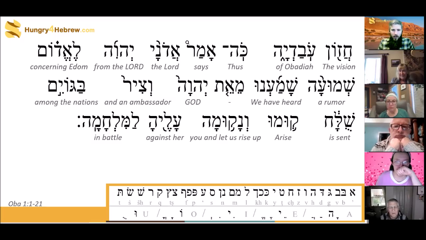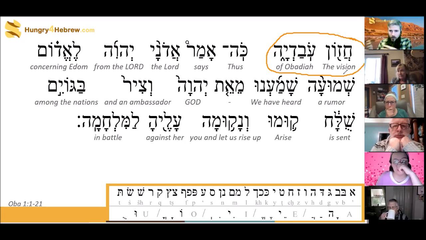Kumu venakuma aleha lamilchama. Very good. All right. Chazon Ovadia, that's the introduction. This is a very standard formula. This is the vision of Obadiah.